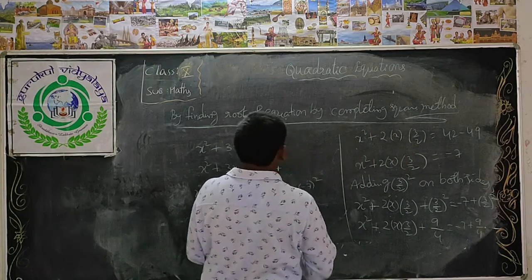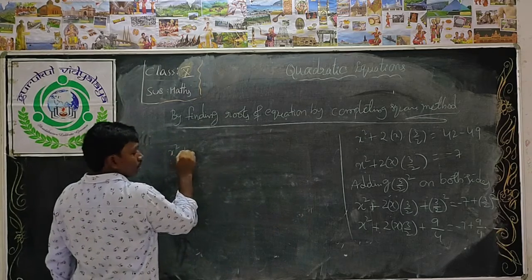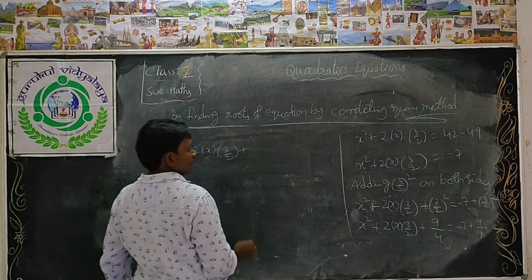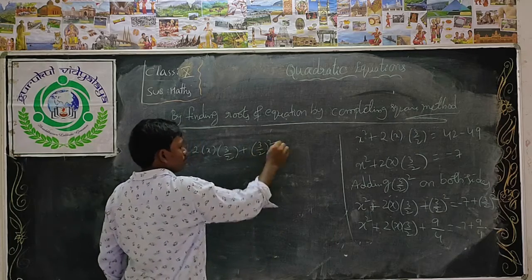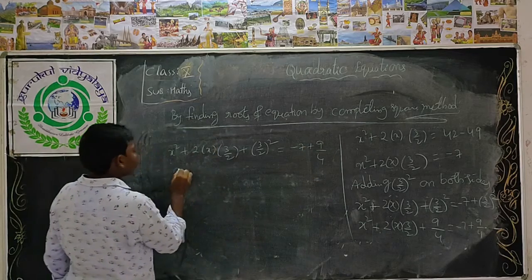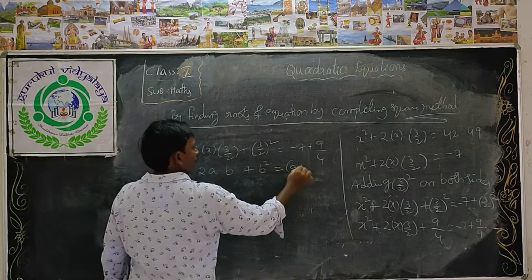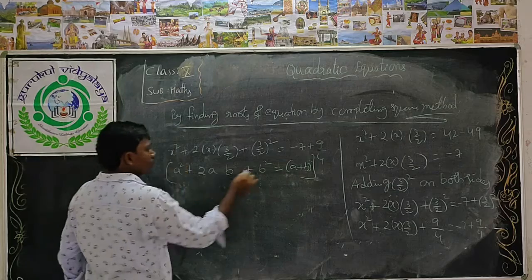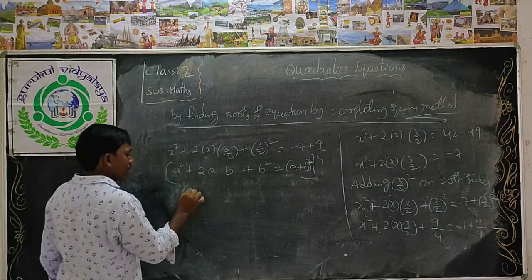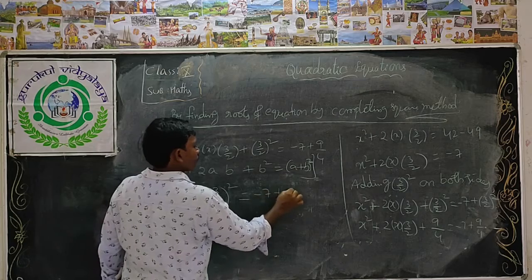Next, x square plus 2x times 3 by 2 plus (3 by 2) whole square, that is 9 by 4, is equal to minus 7 plus 9 by 4. So children, this is a square plus 2ab plus b square. This is what? (A plus b) whole square, where a is equal to x and b is equal to 3 by 2. So this LHS will be written as (x plus 3 by 2) whole square is equal to minus 7 plus 9 by 4.